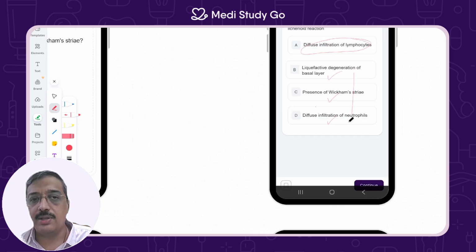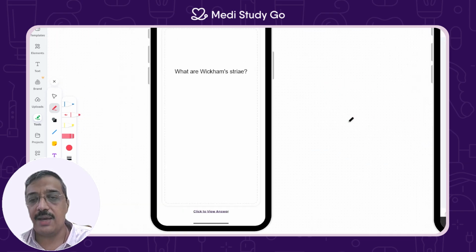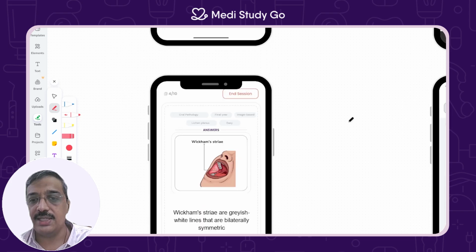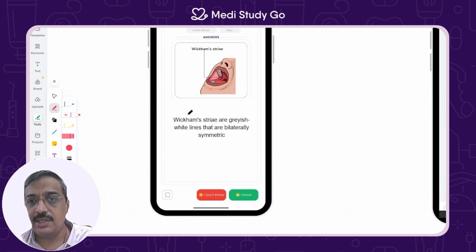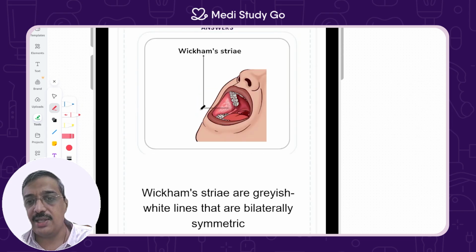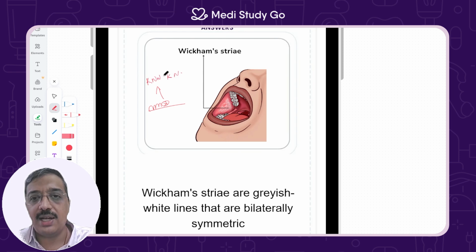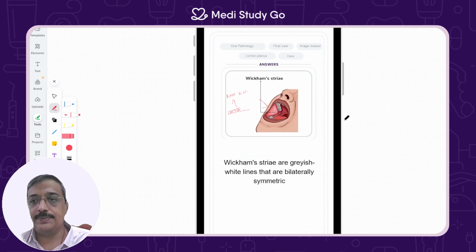All right. Let's look at one more question. What are Wickham striae and what is the reason for these? So Wickham striae are nothing but grayish white lines. Earlier the teachers used to say to always carry a magnifying lens to identify these. Wherever there is basal cell degeneration, the keratin is affected. So you will have alternate bands of keratin, non-keratin, keratin, non-keratin. That gives rise to this kind of Wickham striae pattern.